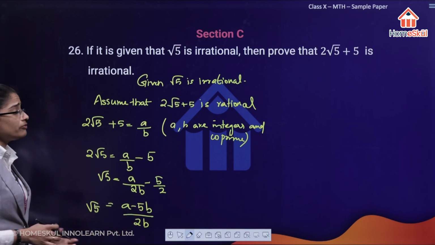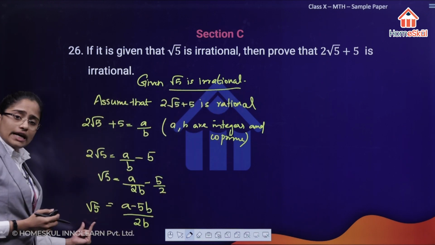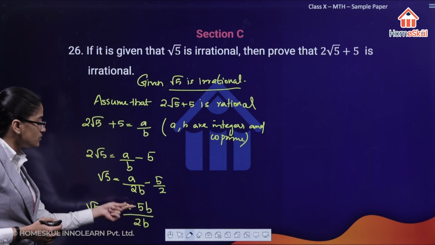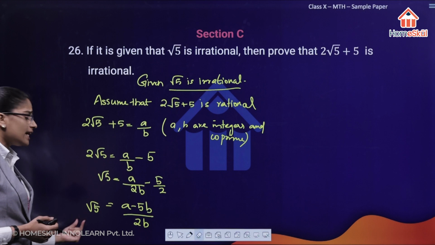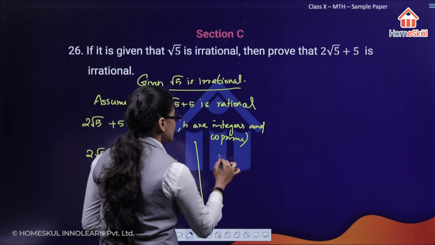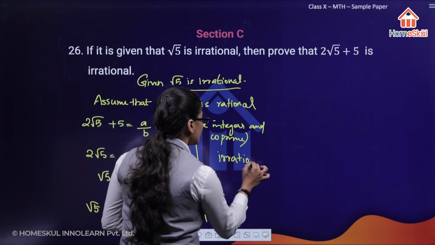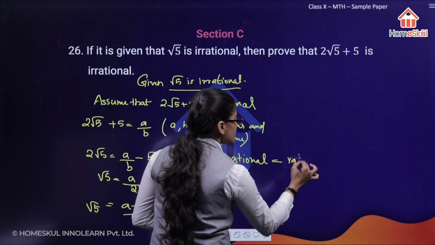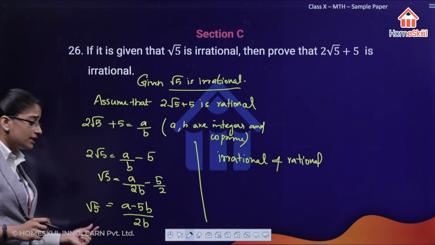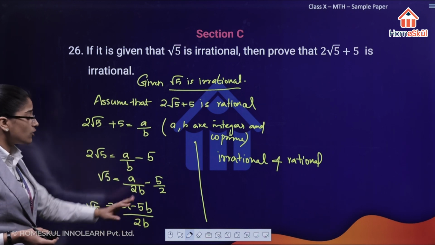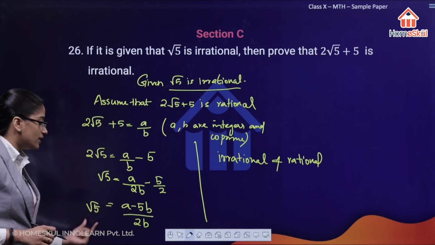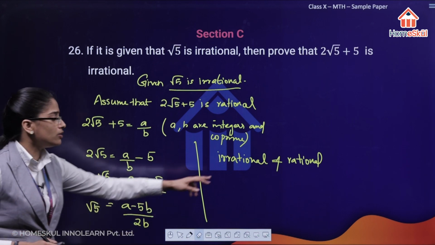It is already given that root 5 is irrational, right? So LHS is irrational, but what about RHS? A and b are integers, so the right hand side is rational. Irrational equal to rational. Is it possible? No. Given root 5 is irrational, now we are getting that irrational is equal to rational. It is not possible. Why? Root 5 is irrational, given a and b are integers where they are coprime too. That means our RHS is rational and LHS is irrational. That means irrational equal to rational. Is that possible? No, it is not possible.